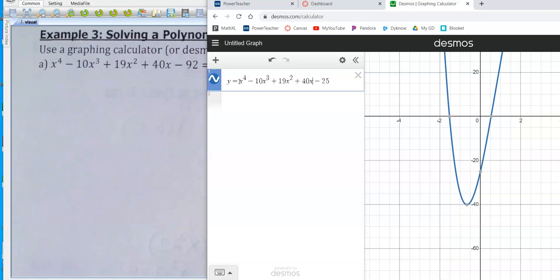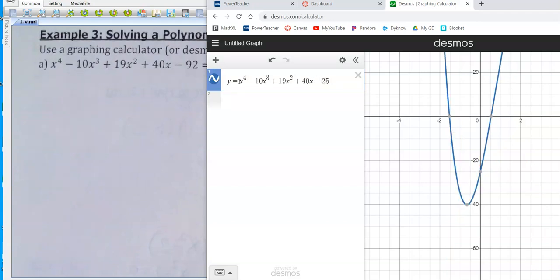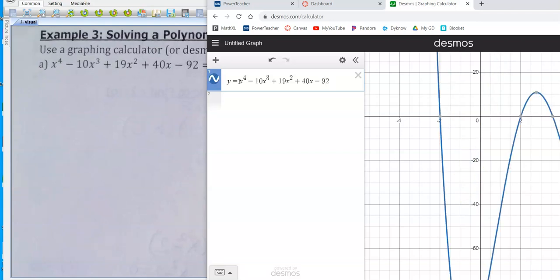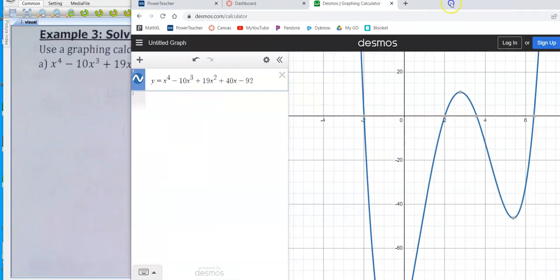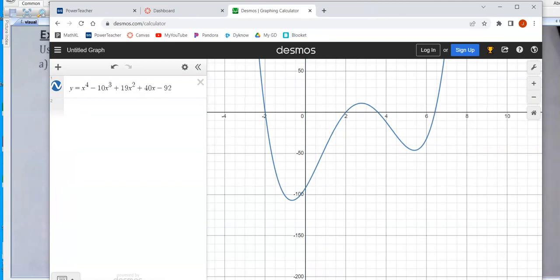You guys, I'm sure, are way faster than, oh my gosh, just put an f in here randomly. Okay. And minus 92. Okay. All right, so I should have 4 answers, yes? All right, now, I'm just going to scrunch my graph a little bit.